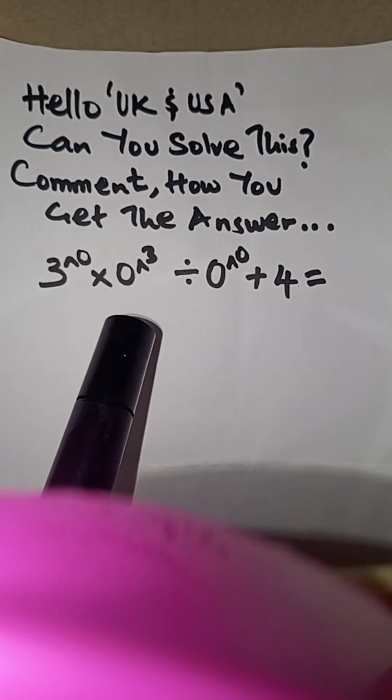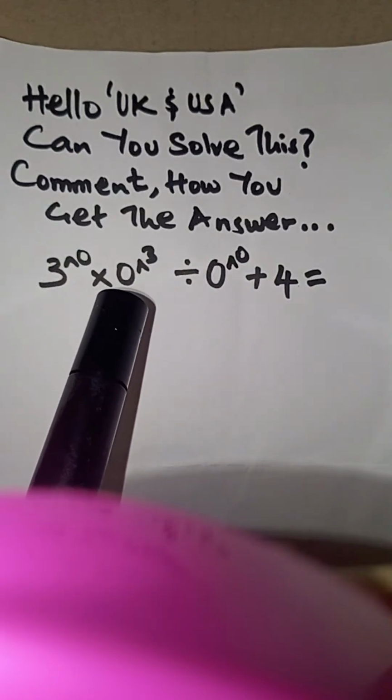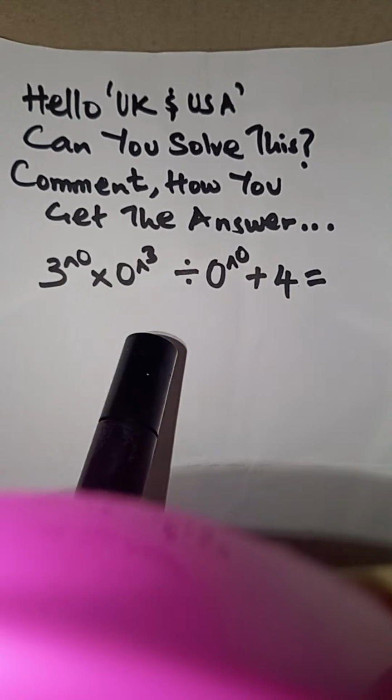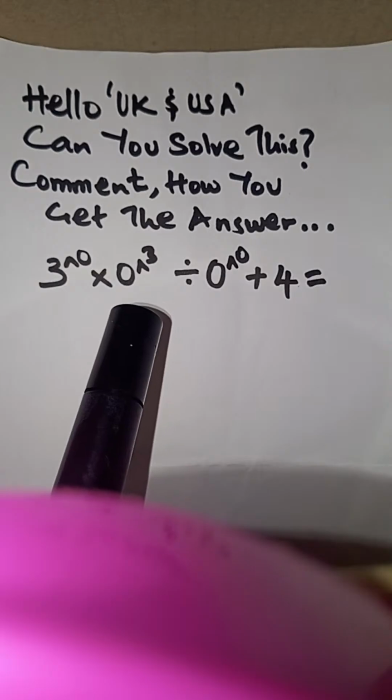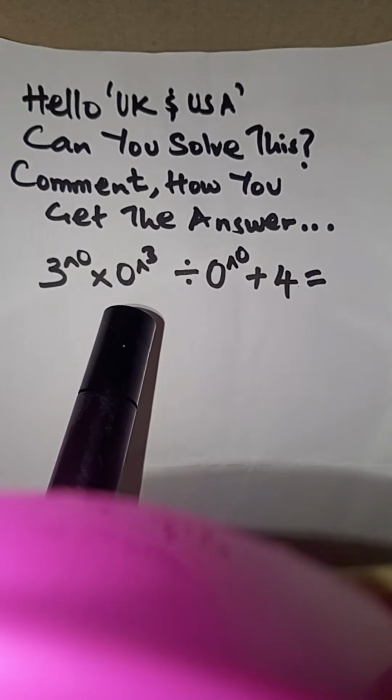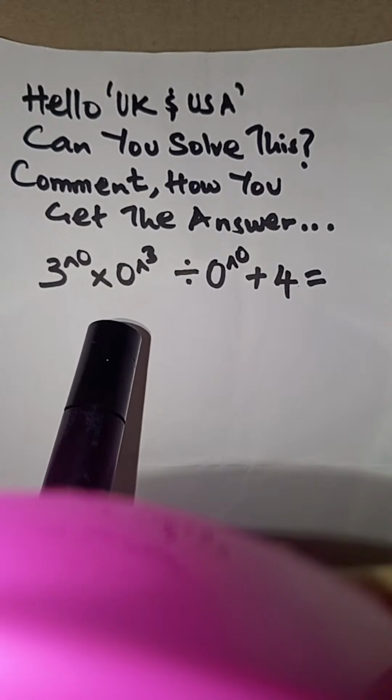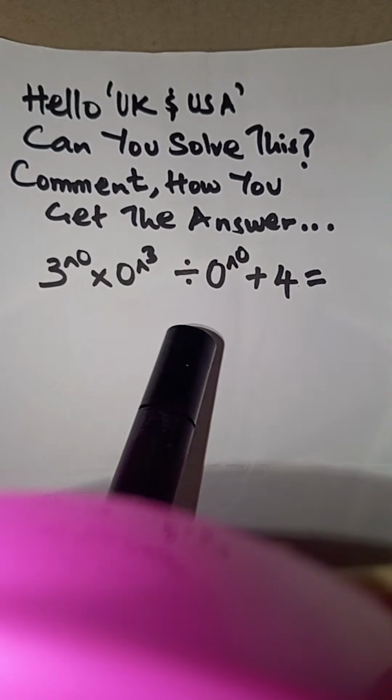Who else is watching? Can you solve 3 raised to power 0 multiplied by the product of 0 raised to power 3, then plus 4?